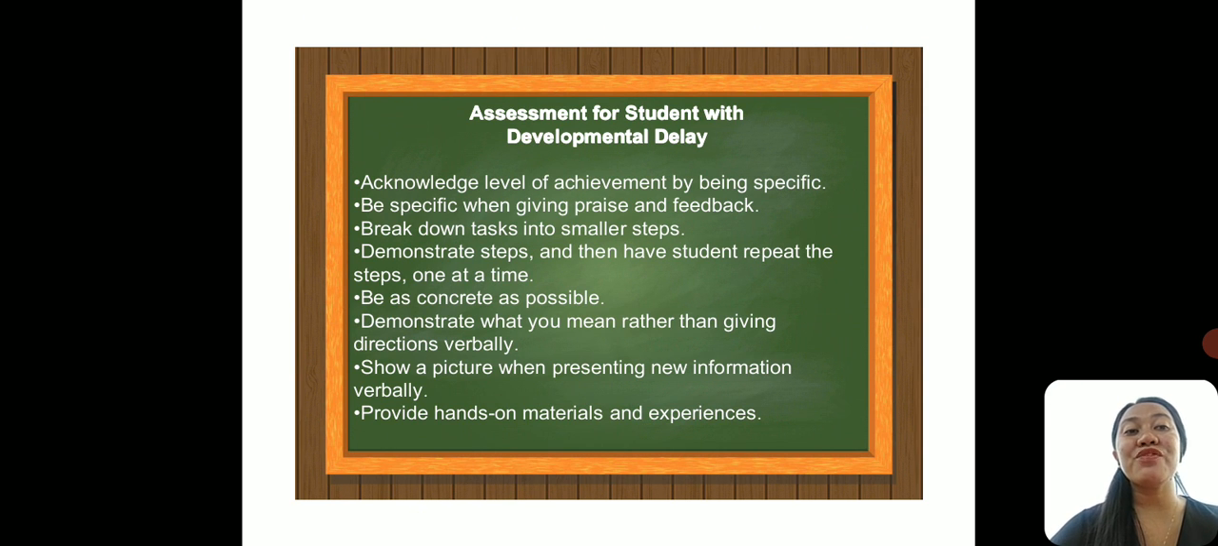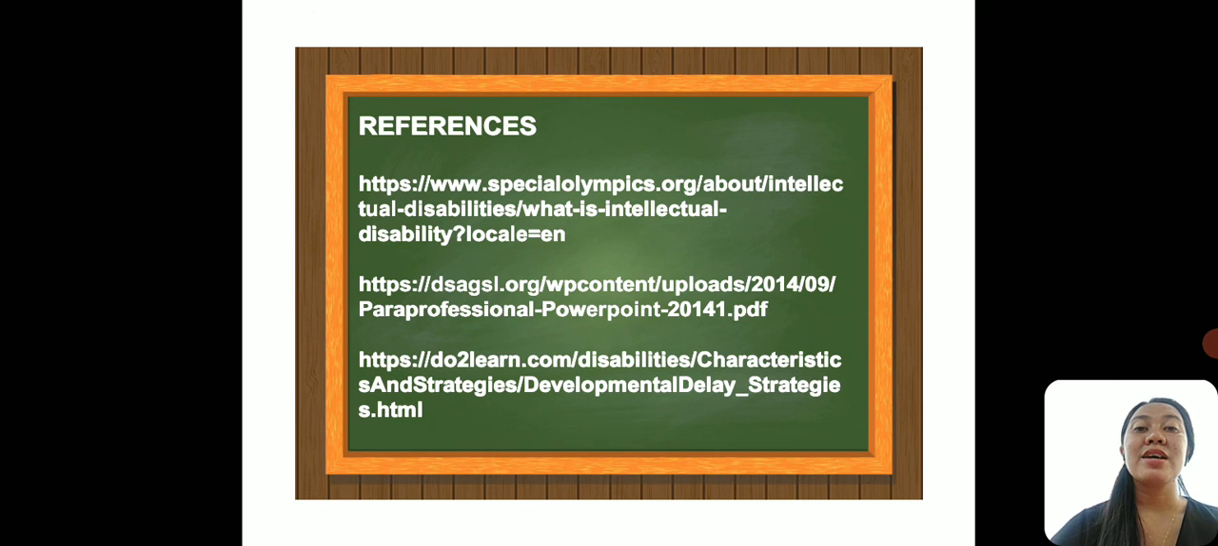Acknowledge the level of achievement by being specific. Teachers should be specific when giving praise and feedback. Break down tasks into smaller steps. Teachers should demonstrate steps and then have the students repeat the steps one at a time. Teachers should also provide hands-on materials and experiences for students with developmental delay.